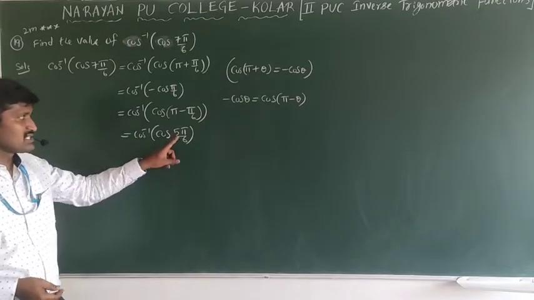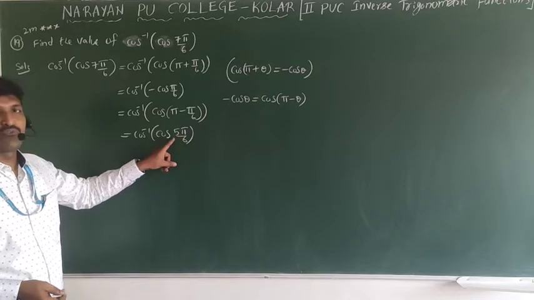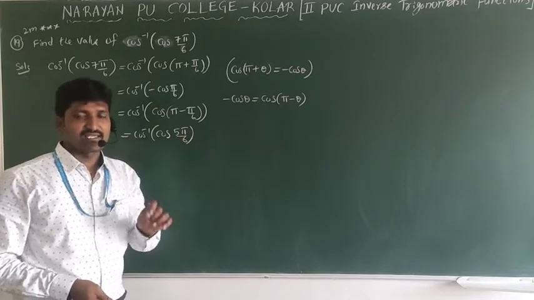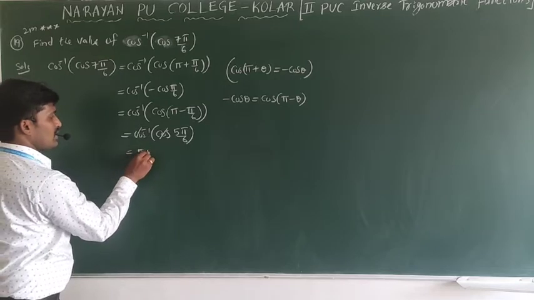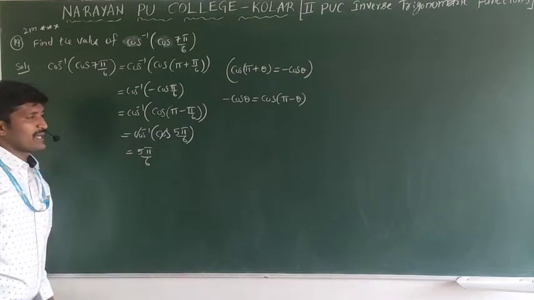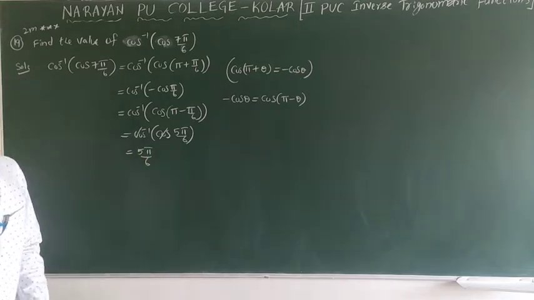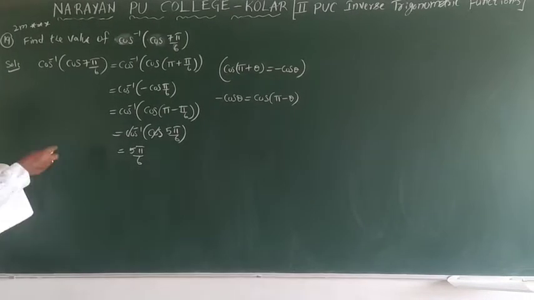It's clearly in the range. Pi by 6 is 30, 30 into 5, it's clearly 150 degrees, in the range only. That's why you can simplify this. And what is the value we got? 5 pi by 6. Next, 20th question.